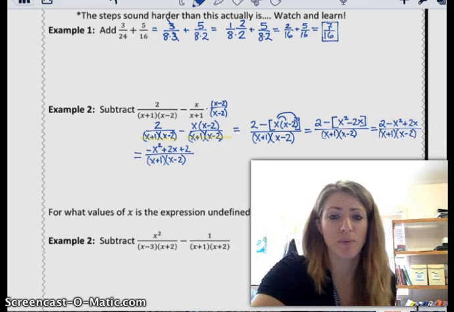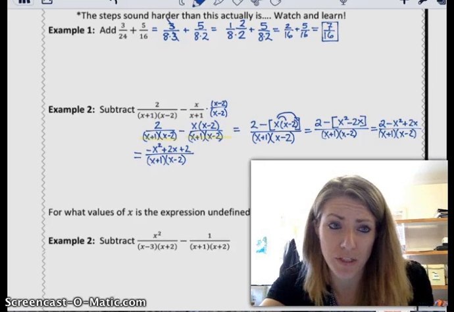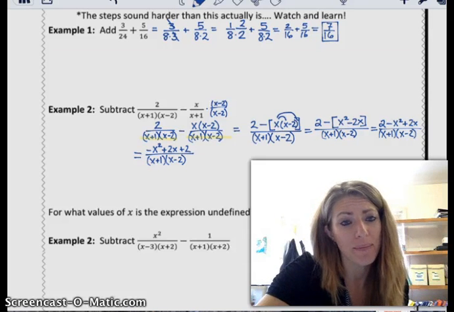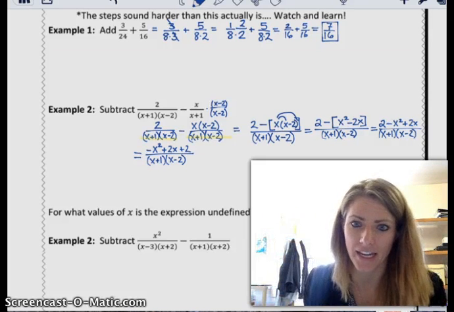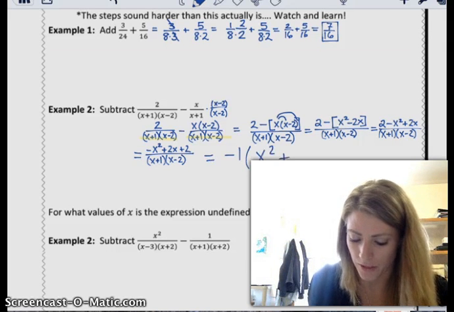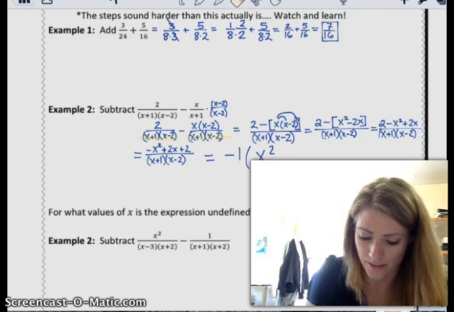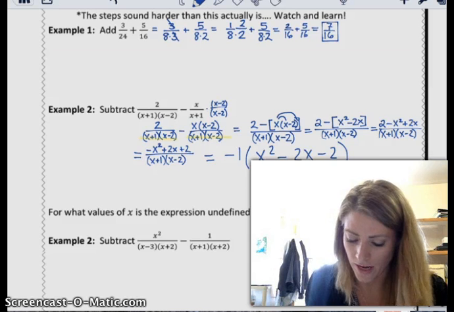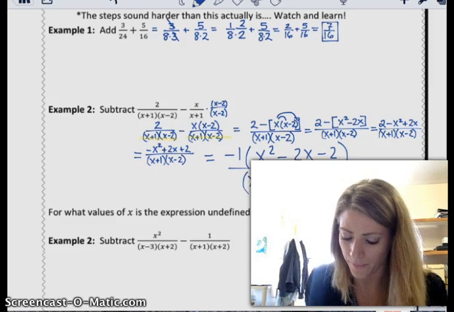Alright, now I want to see if my numerator factors. I have a negative x squared plus 2x plus 2. I don't really like that x squared being negative, so I'm going to pull out a negative. And so I'm going to have a negative 1 times positive x squared minus 2x minus 2, because I pulled out a negative. And let's see if that factors, all over x plus 1 times x minus 2.